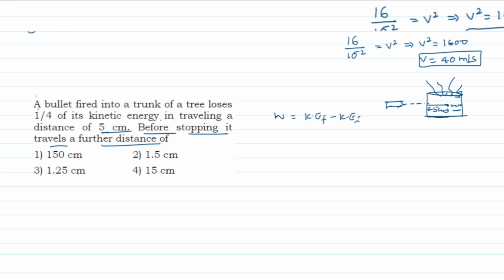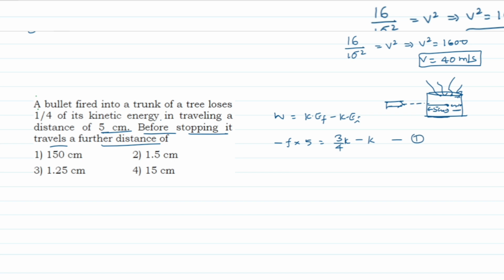The opposing force and displacement are in opposite directions, so the work done will be negative force into displacement, and initially the displacement will be 5 centimeter. Let us take the first case. 1/4 of the energy it's losing, in the sense remaining energy alone we can talk about. So the final kinetic energy will be 3/4 of its kinetic energy minus the initial kinetic energy, which you can take as K. Let us take this as the first equation.